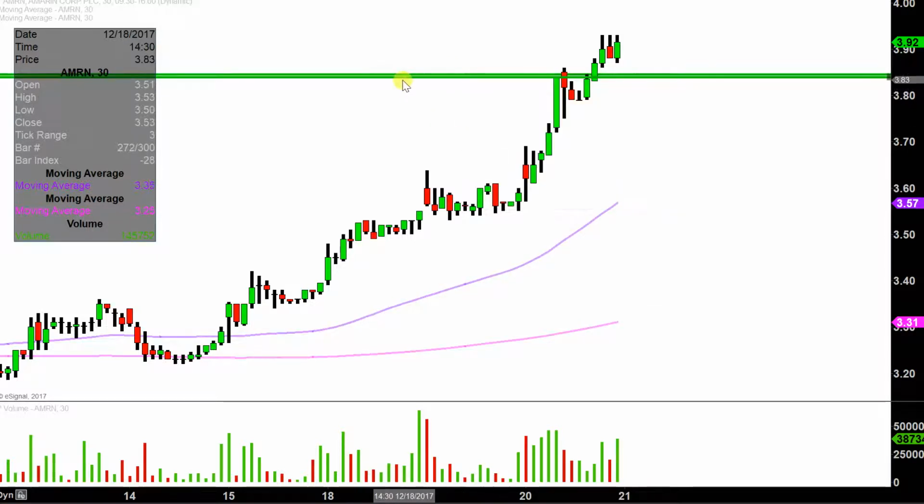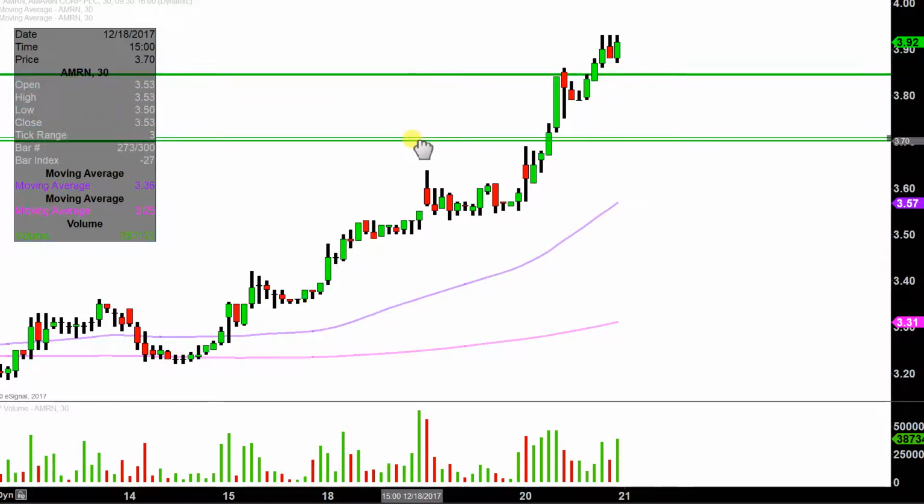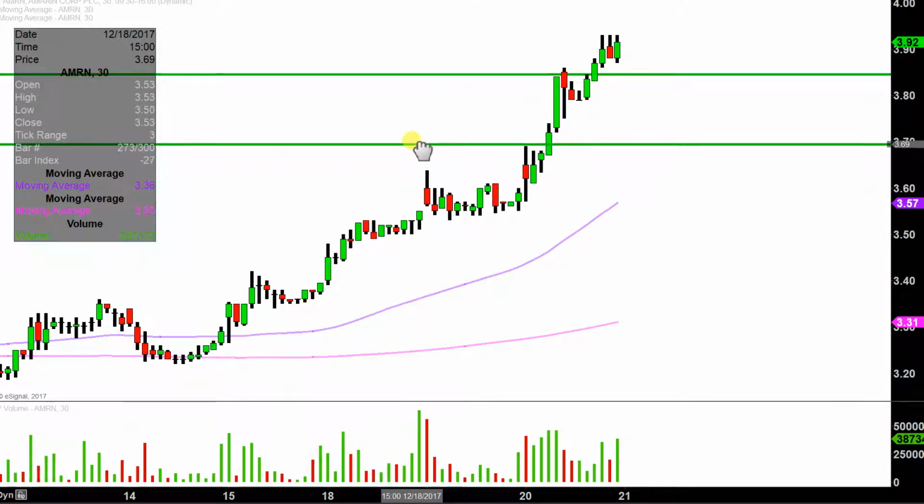But if the price can somehow manage to stay up above $3.85, that would definitely be a huge sign of power going forward. The next level of support after that would be this previous breakout point, and that sits right down there at right around $3.70. So near term, $3.85, $3.70.